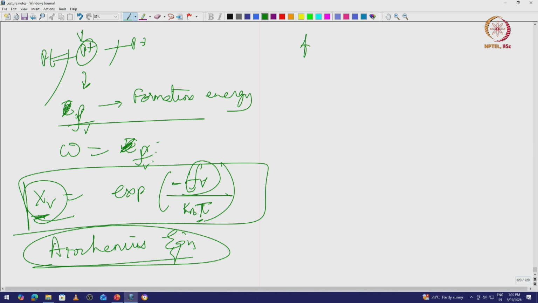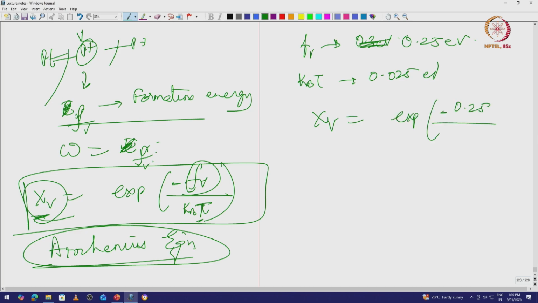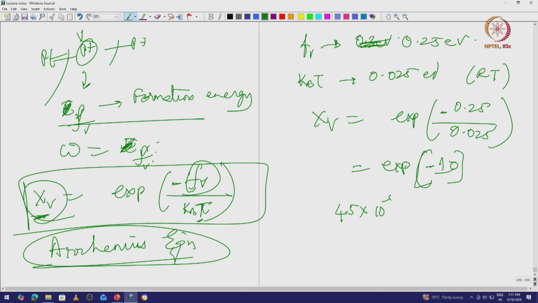Now, typical values of FV, right. So, let us say FV is about 0.3 eV or something like that, right, and at room temperature kBT is 0.025 eV, or for sake of convenience I am going to take it as 0.25 eV, right. So, then xv is equal to exponential of minus 0.25 by 0.025, right. This is at room temperature, okay, and that is equal to exponential of minus 10, right. So 4.5 times 10 power minus 5, okay. That is the concentration of vacancies. They are so small, but they still exist, right.